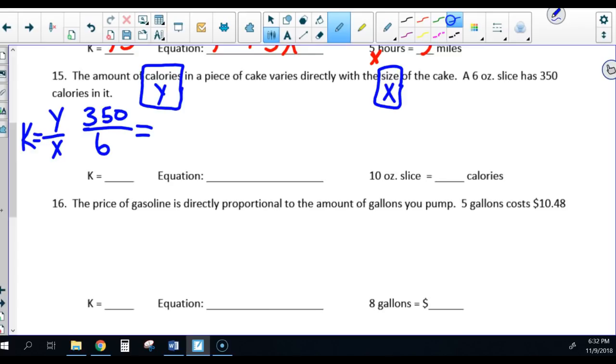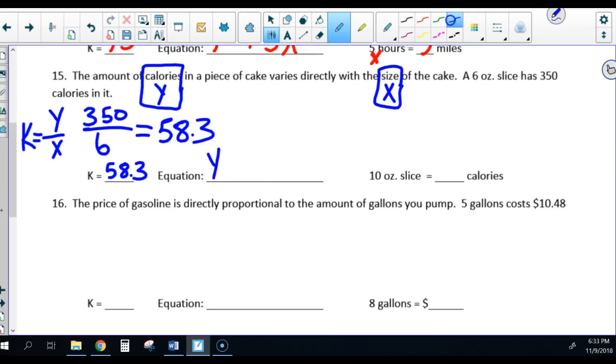I'm going to cheat and calculate that really quick. 350 divided by 6 is 58.3. This is the time when you will want to use decimals. I don't care if my cake has 175 thirds calories per ounce. I want to know that my cake has 58.3 calories per ounce. That is more meaningful in this situation. That's why we do the decimal, not the fraction.